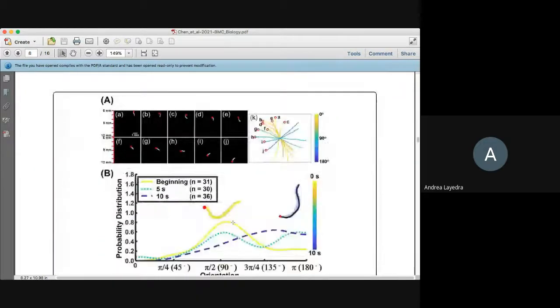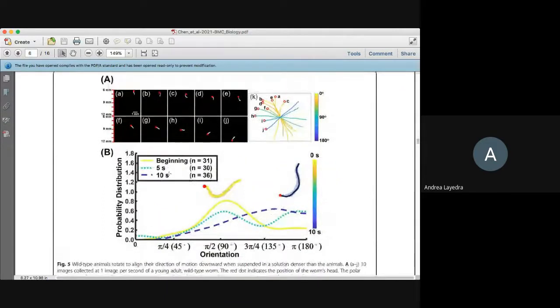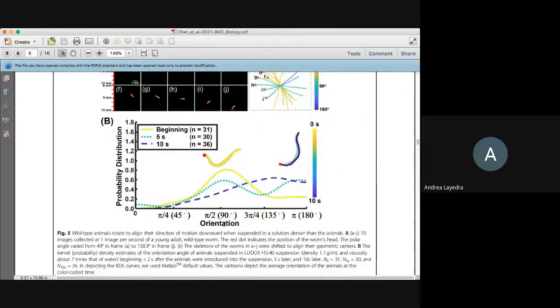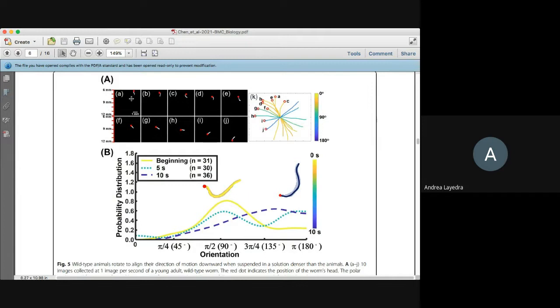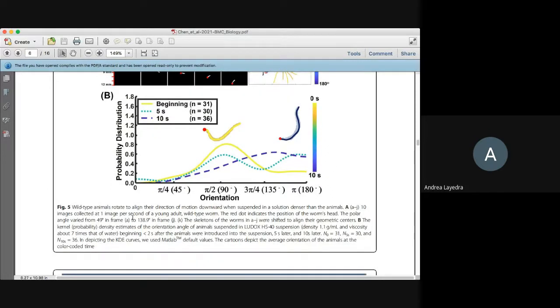So there are also in these other comparisons, when you can see, they also compare a different density liquid. So instead of the buffer, they use a denser liquid. And that's what happened when the nematodes are here in the denser liquid. So you can see how it starts rotating as well. So it doesn't depend on the viscosity of the liquid. So here you see how the probability distribution also changed.